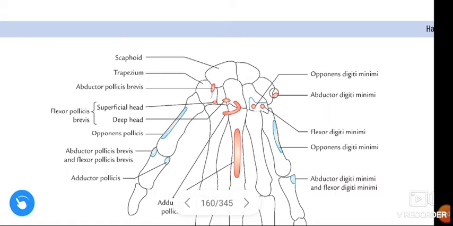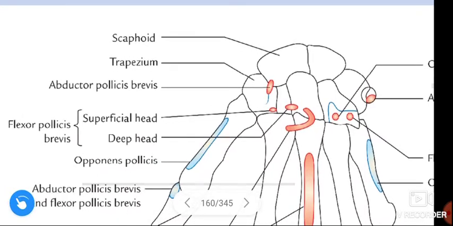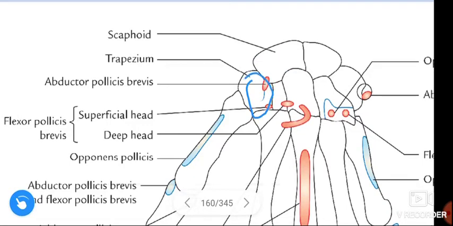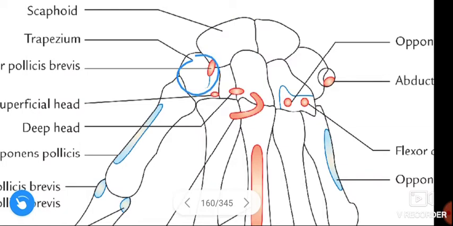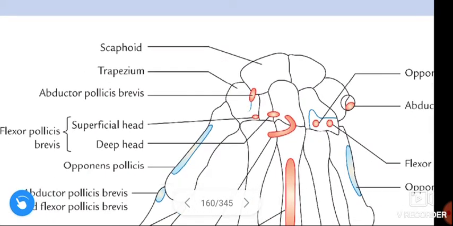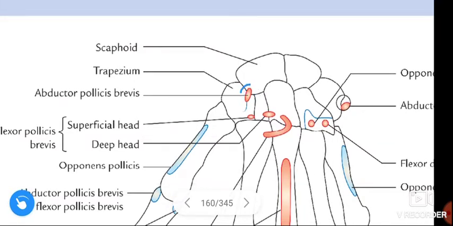See this figure. This figure gives the information about the bony attachment of these thenar muscles. This is the abductor pollicis brevis, and the origin of this abductor pollicis brevis is, this is the scaphoid and this is the trapezium. The scaphoid tubercle is present here. Tubercle of the scaphoid and crest of the trapezium.